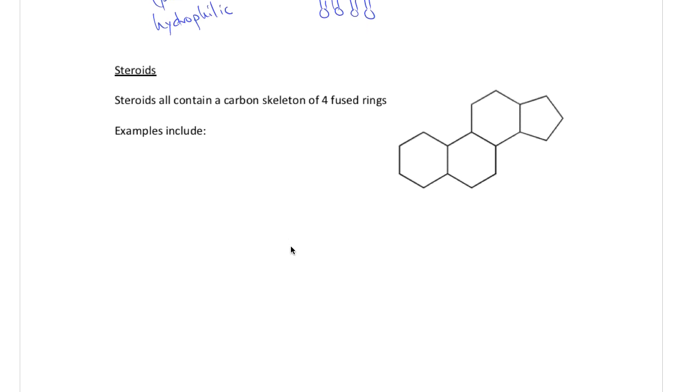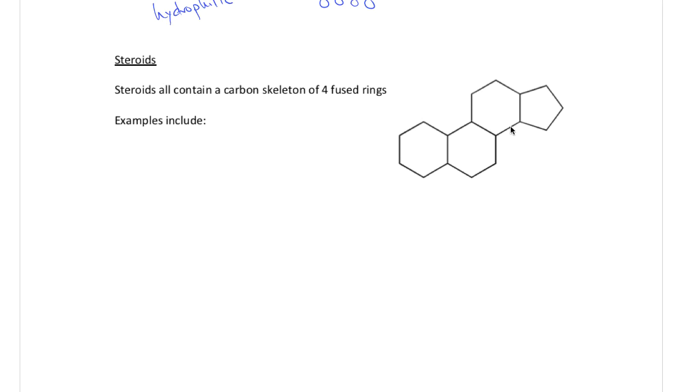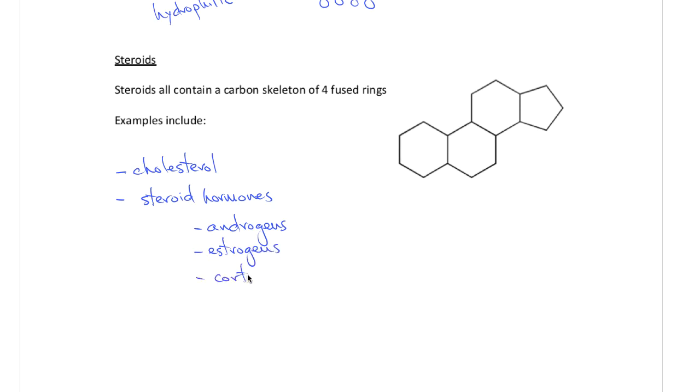Lastly are steroids, and steroids all contain a carbon skeleton of 4 fused rings like this. Examples include cholesterol, which as we've seen is an important fluidity buffer in animal cell membranes, and then from cholesterol other steroids like steroid hormones are made. Steroid hormones include male sex hormones or androgens like testosterone, female sex hormones or estrogens like estradiol, and then others as well like cortisol, which is a stress hormone, and aldosterone, which is involved in regulating salt balance. So that's an introduction to lipids.